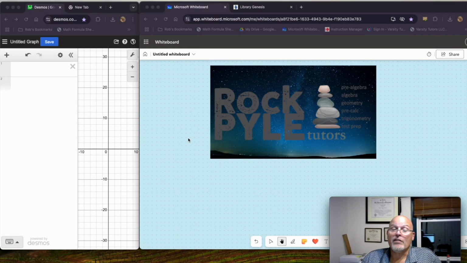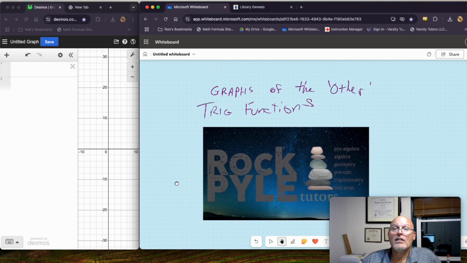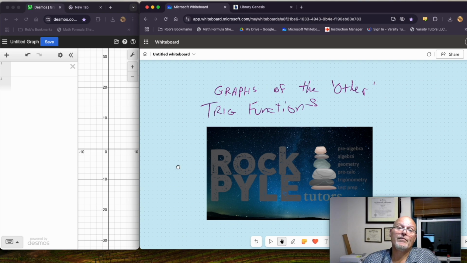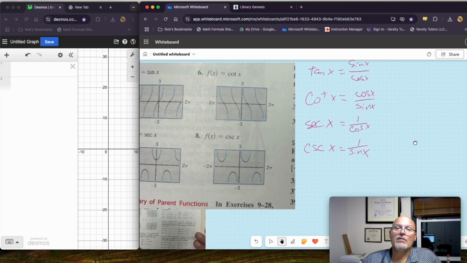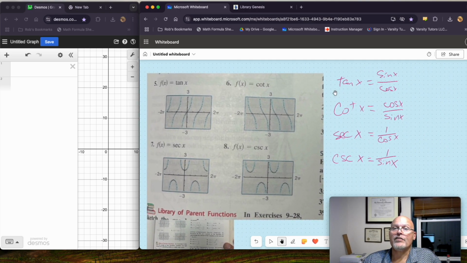Today we'll be doing some pre-calc homework from my local town's Canton Plymouth High School. What we're going to be working on is graphs of the non-sine or cosine trig functions. What's that mean? We're going to be looking at the functions tangent, which is sine over cosine, cotangent, which is cosine over sine, secant, which is 1 over cosine, and cosecant, which is 1 over sine. All right, let's get to work.